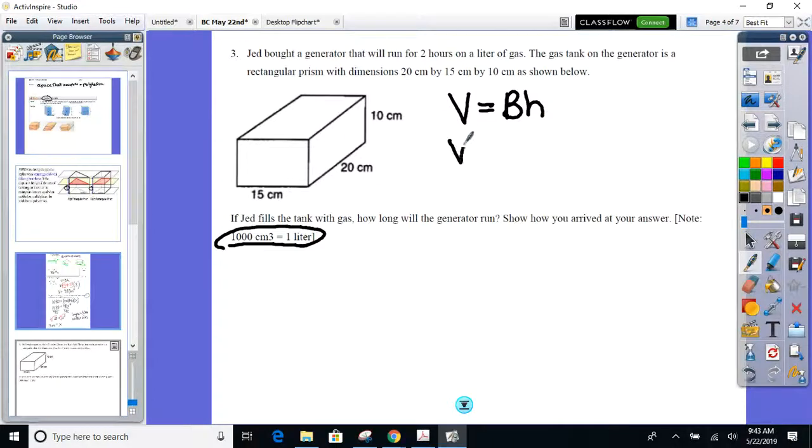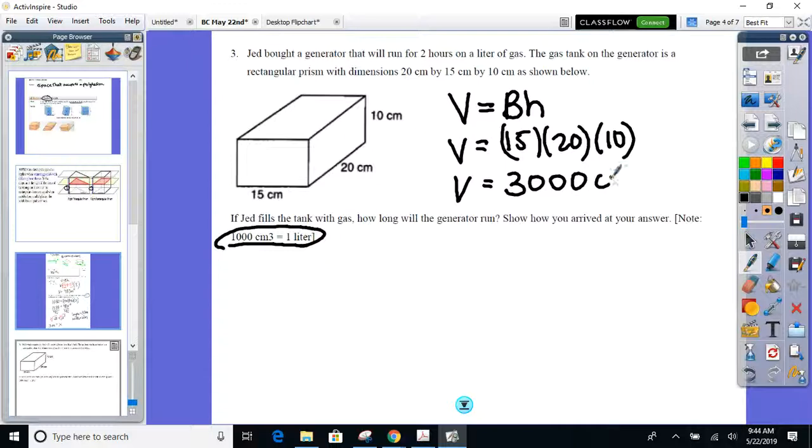Okay, so the volume, big B in this case would be 15 by 20. Height of the prism, 10. Oh, I just said the number 10, but thank you, Maggie, it was just part of the problem, so that's why I said it. It's okay, but thank you for your determination.